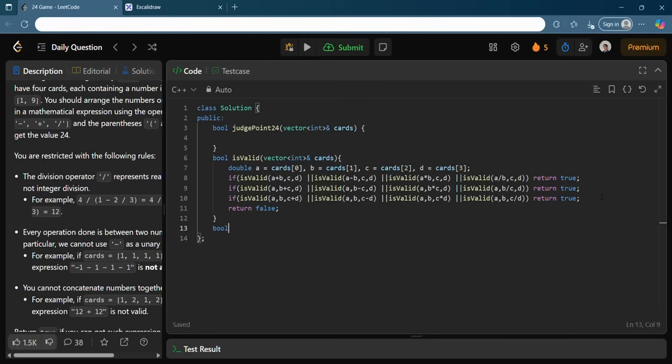But I need to write another isValid function. I hope you understand why, because this will take only three numbers this time, not four. So it has only three numbers, double A, double B and double C. Okay, so I hope you understand it now. I will do the same thing again. So I hope this is becoming really clear and easy for you. You have just three numbers.